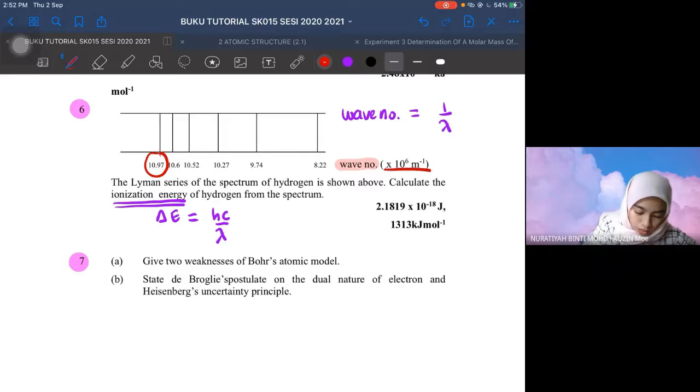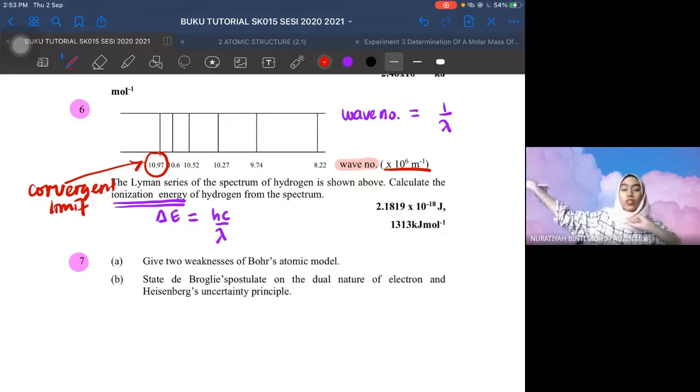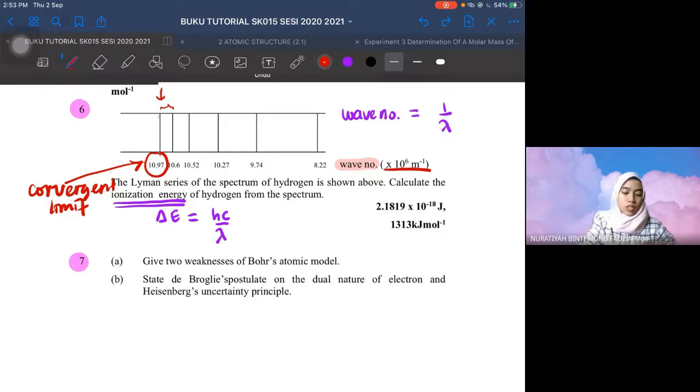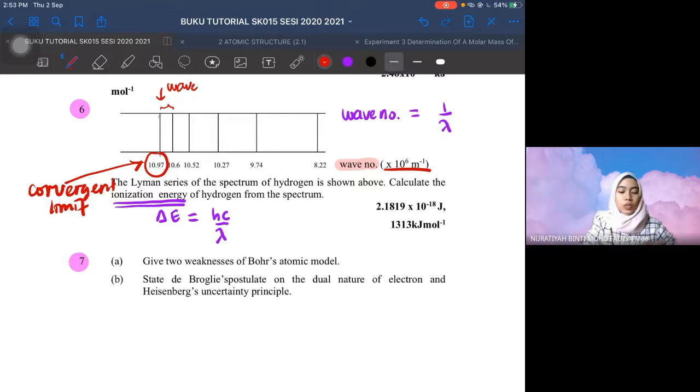Kita guna paling kiri because dekat paling kiri ni adalah bila awak punya convergent limit. Okay? Bila awak punya electron dah kena remove, dia kena buang to infinity. Okay? Yang paling kiri ni sebab dia paling smallest gap. So, this one will be your lambda infinity. Wave number infinity, okay? Wave number infinity. So, bila dapat soalan macam ni kan, awak kena make sure lah dia tengok dia bagi dalam unit apa. Wave number ke wavelength. Alright?